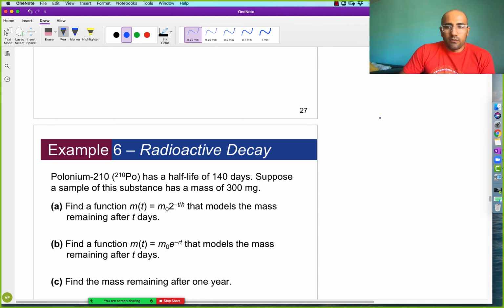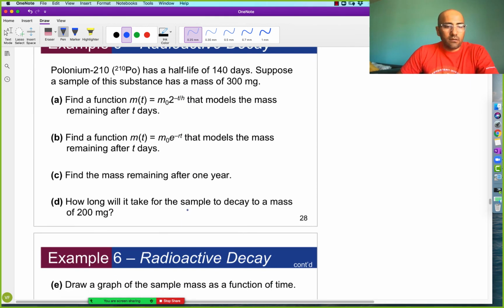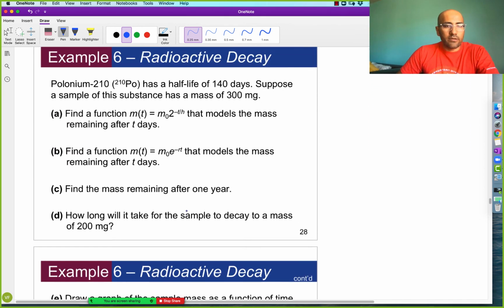So 1/2. I really wish the author would just write it as a half, but he's just noting that 1/2 is the same as 2 to the negative 1. So that's why there's 2 to the negative 1 times t over h. And so he wants you to find a model for this. So part A should be really easy. And then lots of other parts. Okay, let's do part A.